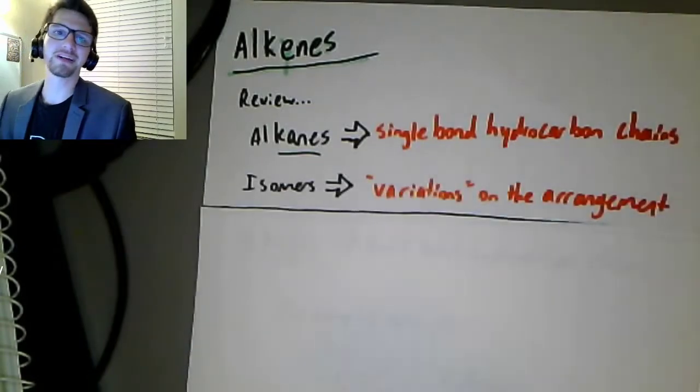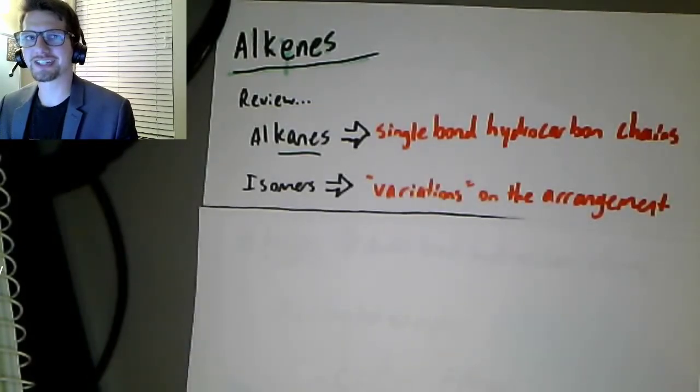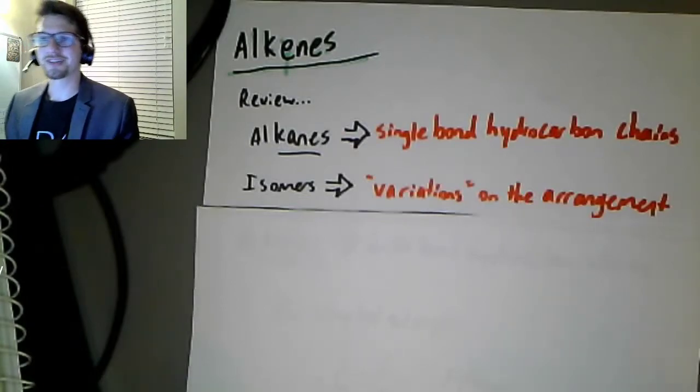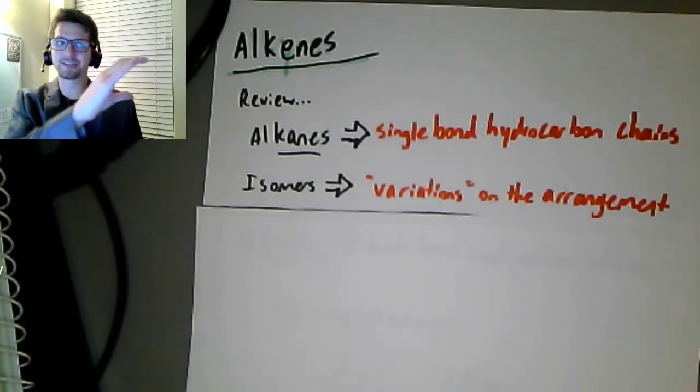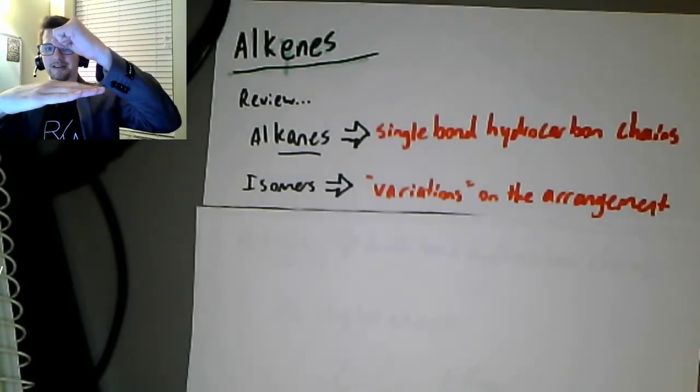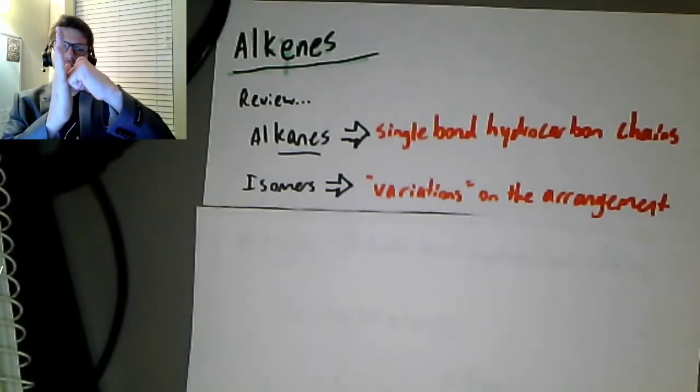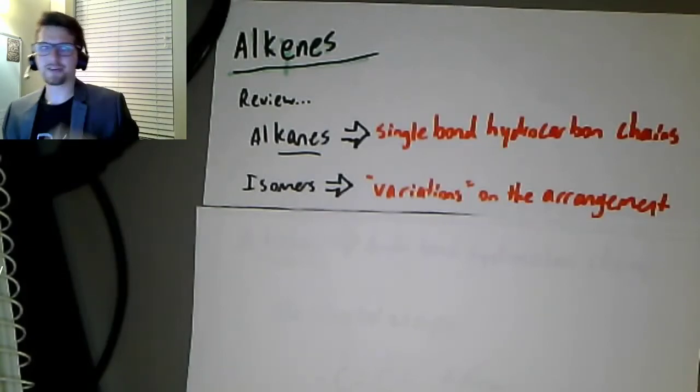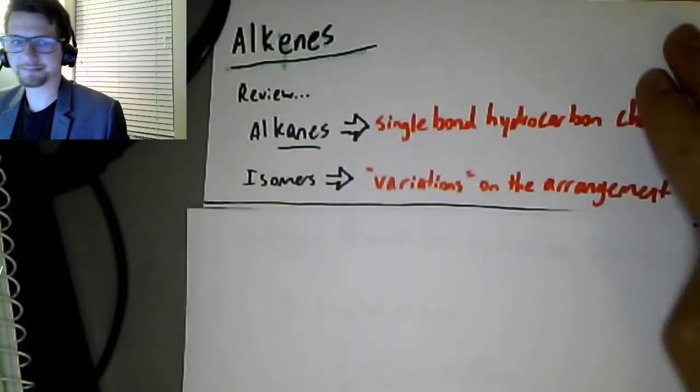What was an isomer? An isomer is a variation on an arrangement. So if you have four C's in a row, an example could be three C's with one on top. You could have this right here. You could have an L. You could have a bunch of different shapes of the same thing.